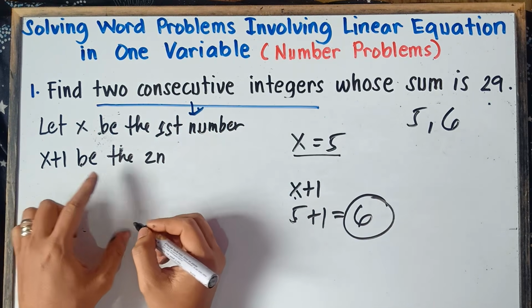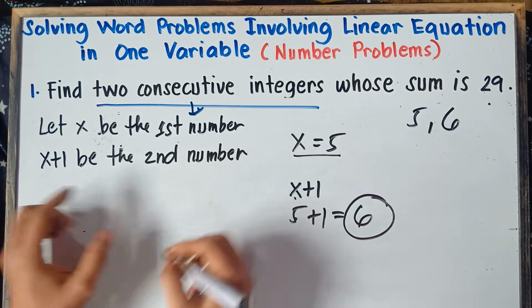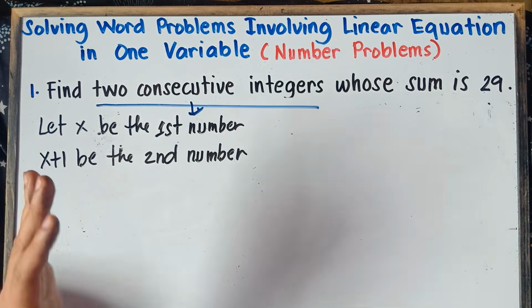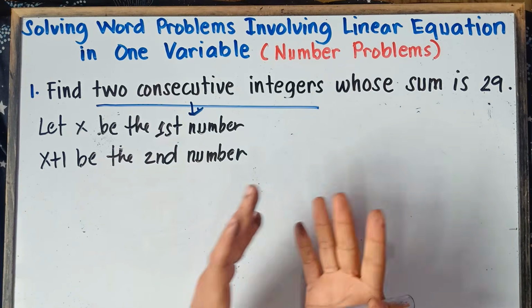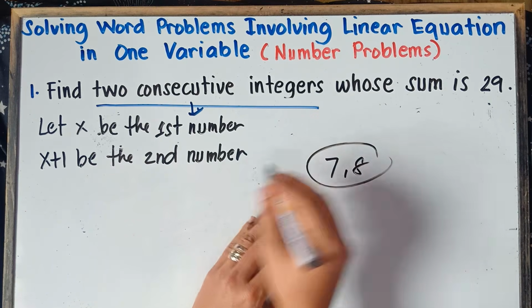And then x plus 1 be the second number. Okay, once again, class, I hope you're not confused. Let me repeat it back for you. We're looking for 2 consecutive integers. We know that the numbers are consecutive. For example, 7, 8, those are consecutive integers.